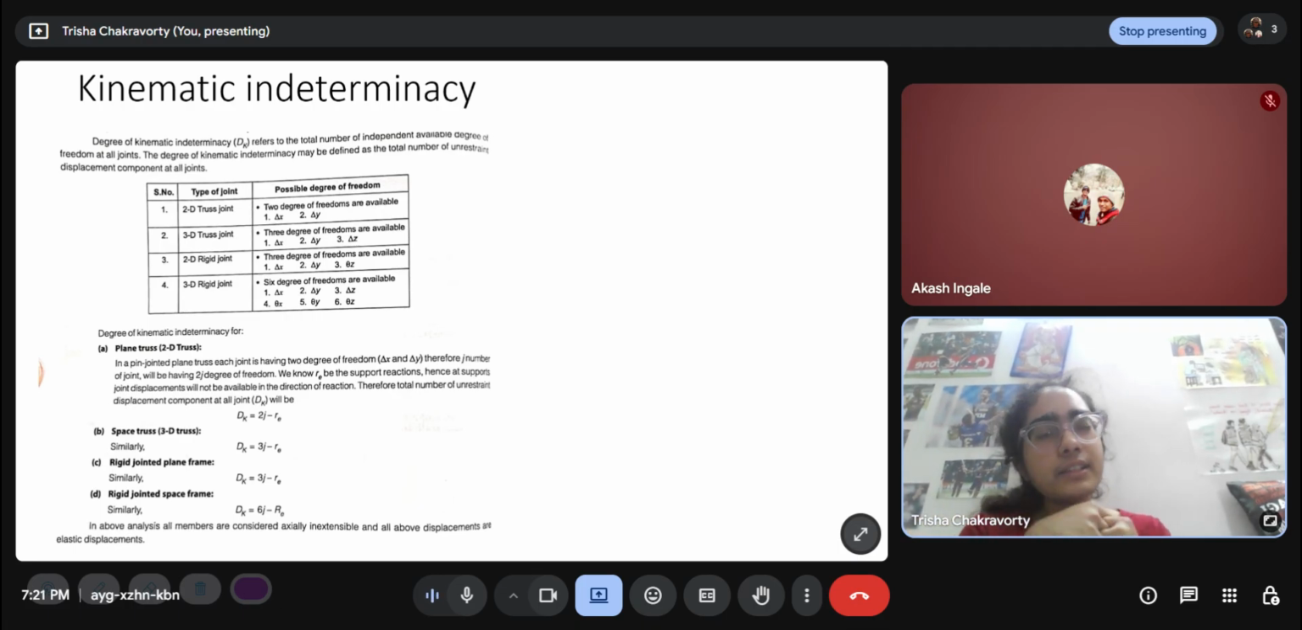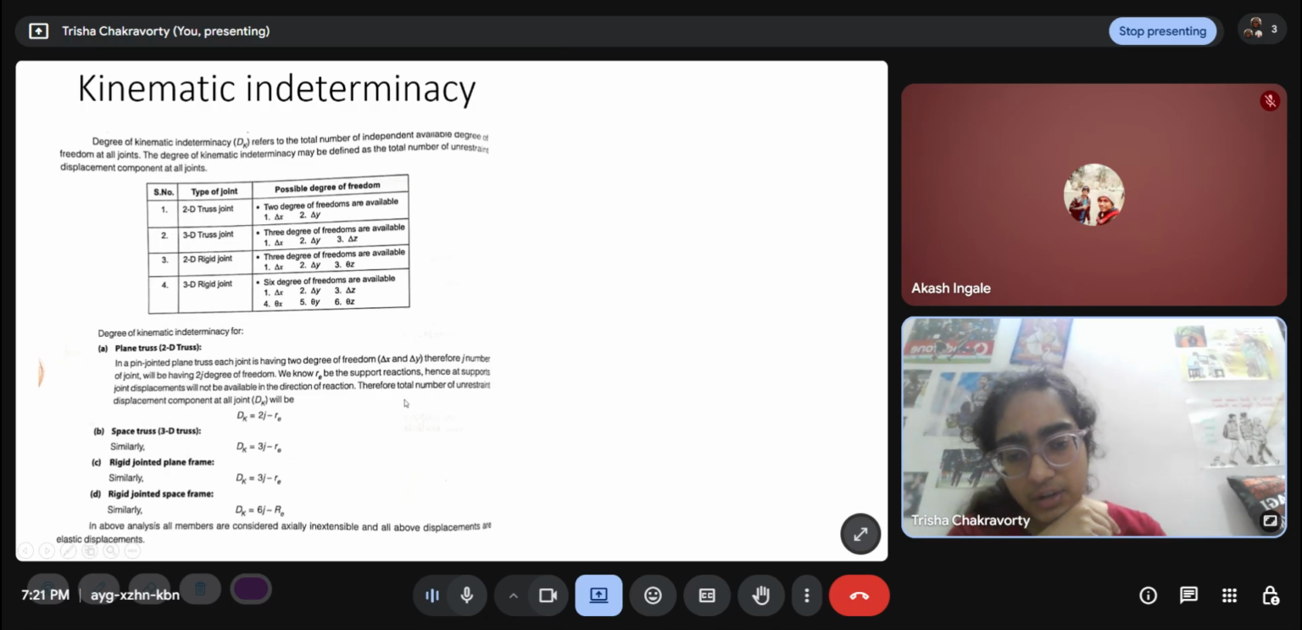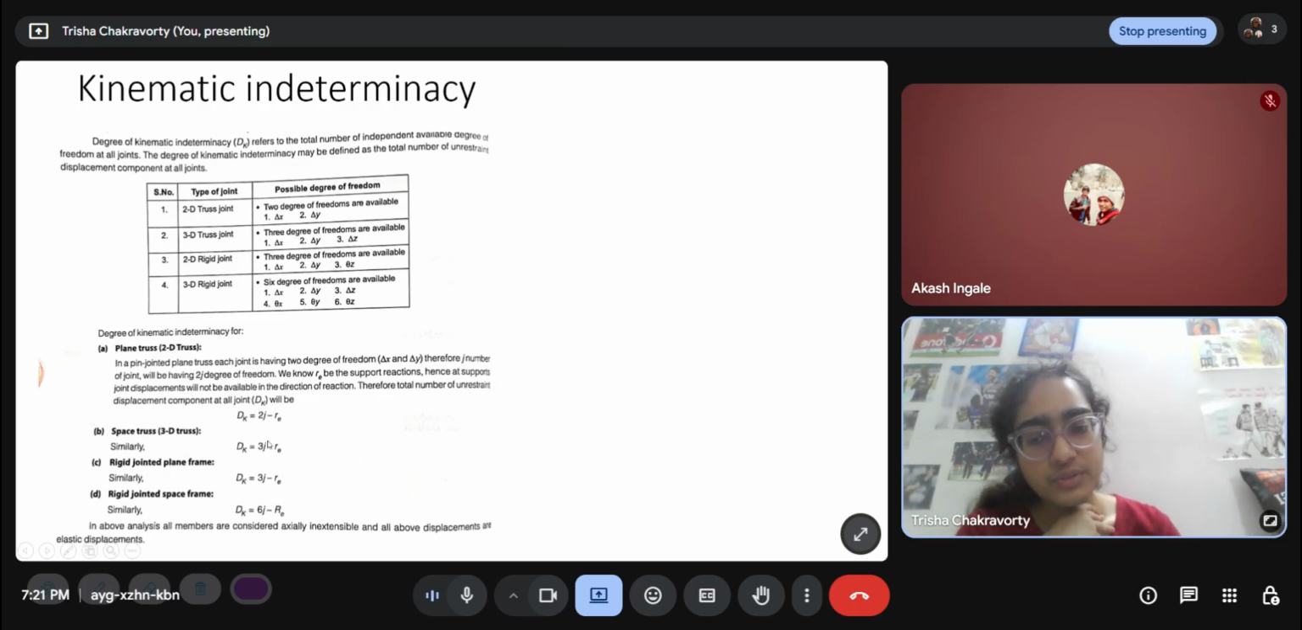Similarly, if there is a roller support at the other end, x displacement is allowed, but the y displacement is not allowed. So that is a restraint, so we have to subtract that. So it is very simple. The total number of unrestrained displacement components at all the joints will be 2j minus Re. Similarly, for a space truss or 3D truss, it is 3j minus Re.